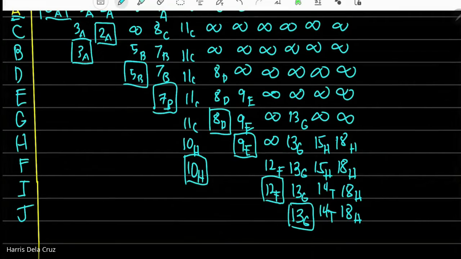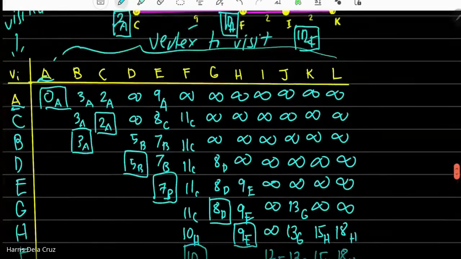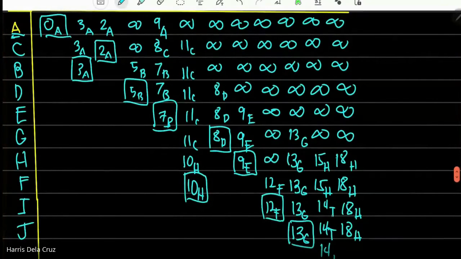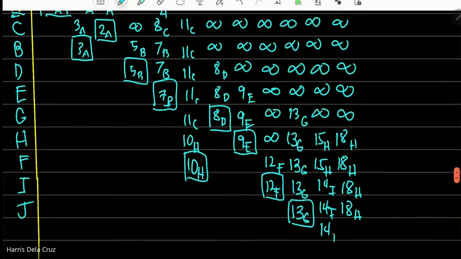Now, the smaller of the two values is 14, of course. So, this is now fixed. This is 14 from I. Right? I. So, that's fixed. And that's vertex K.